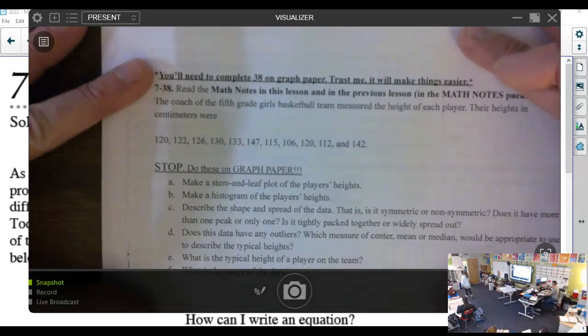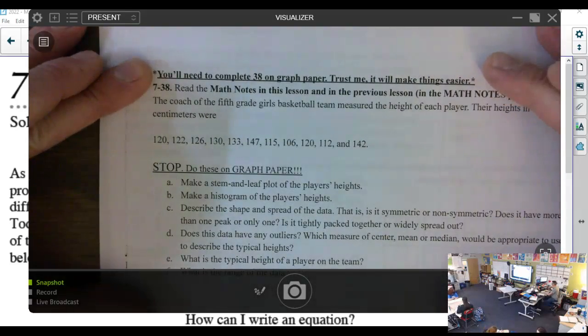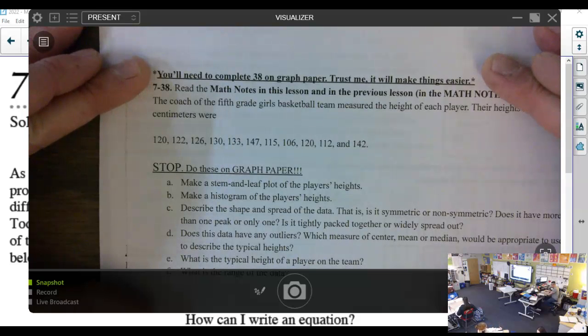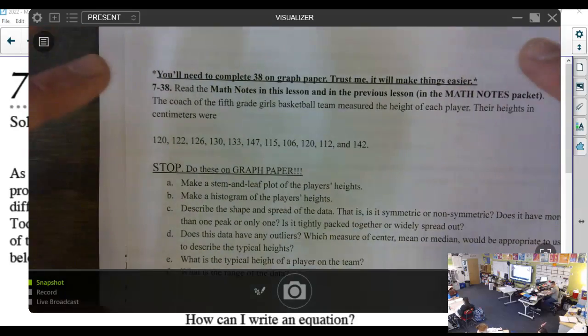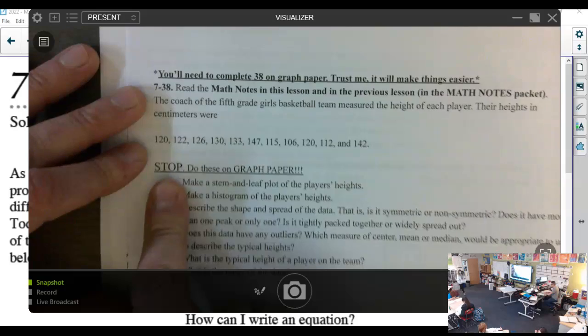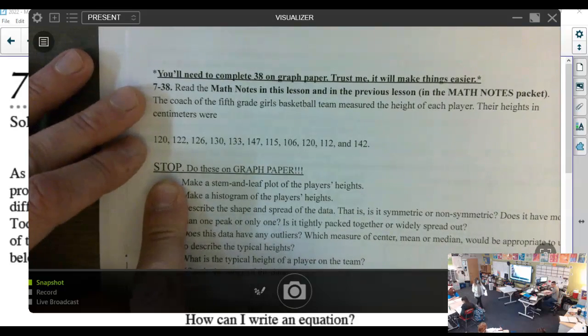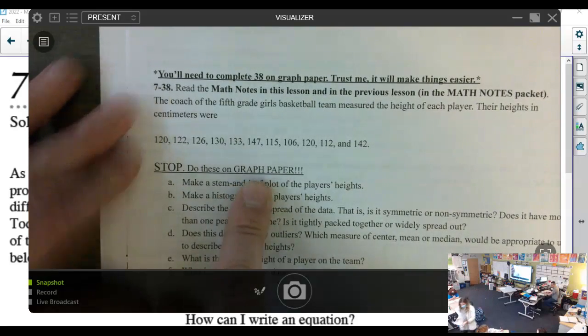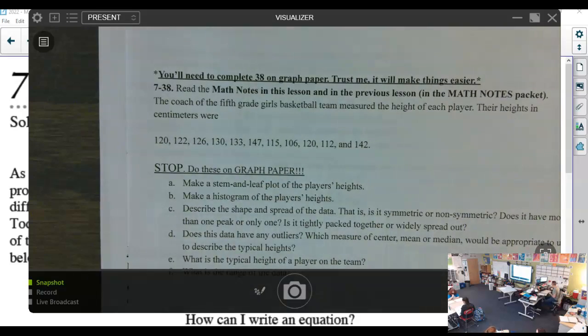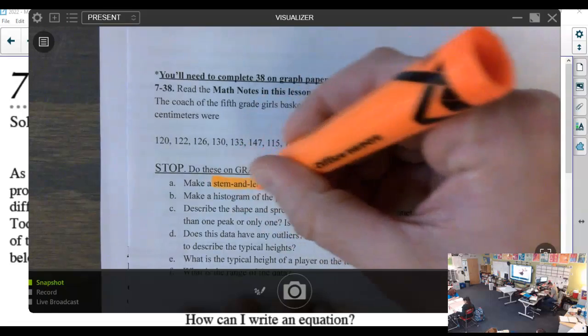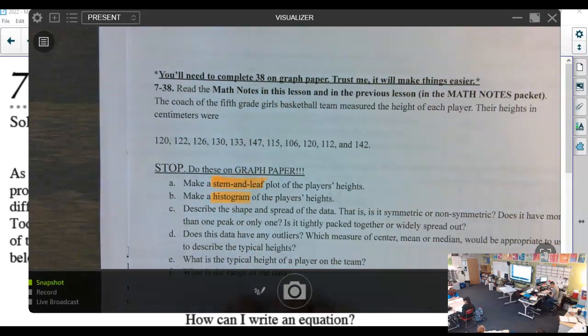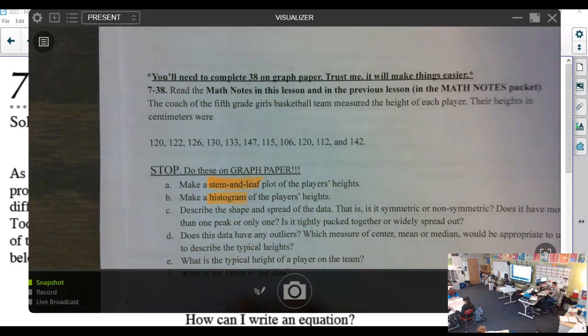You'll need to complete 38 on graph paper. Trust me, it will make things easier. You don't have space on this paper. So first off, stop when you're tempted to ignore my advice. Do these on graph paper. What are the these that we're doing? Make a stem and leaf plot. Make a histogram. What's a stem and leaf and what's a histogram?